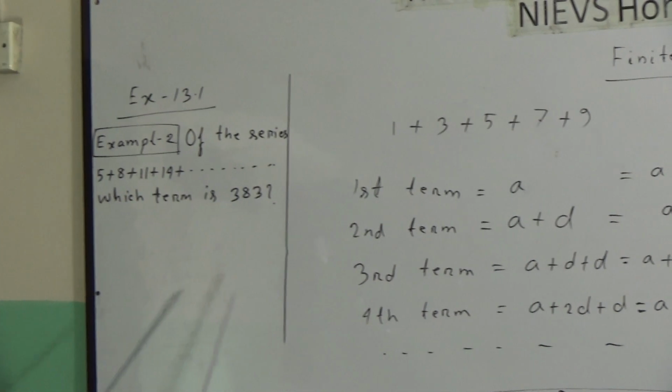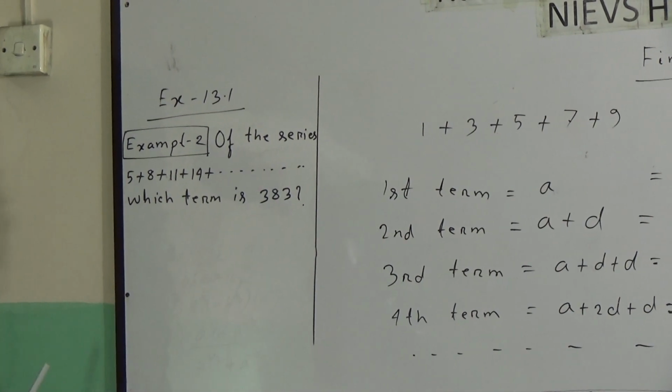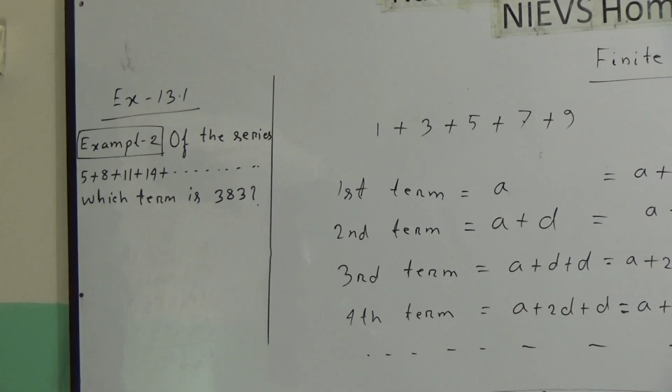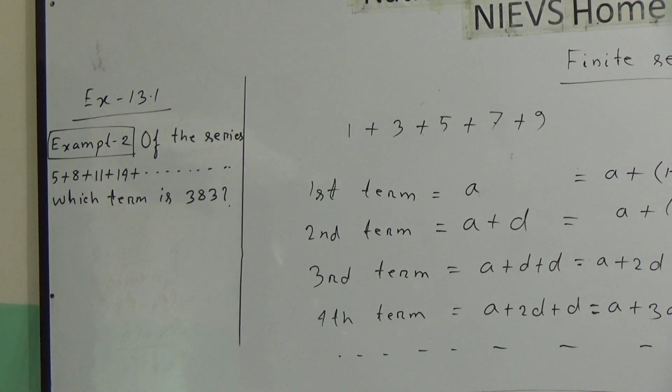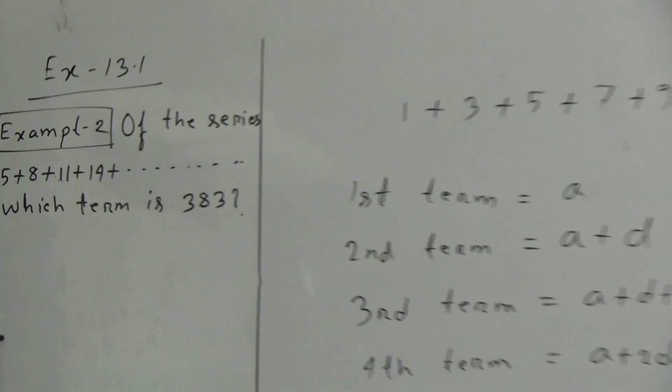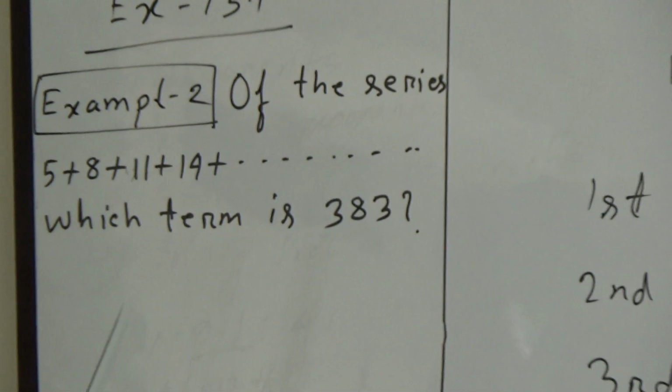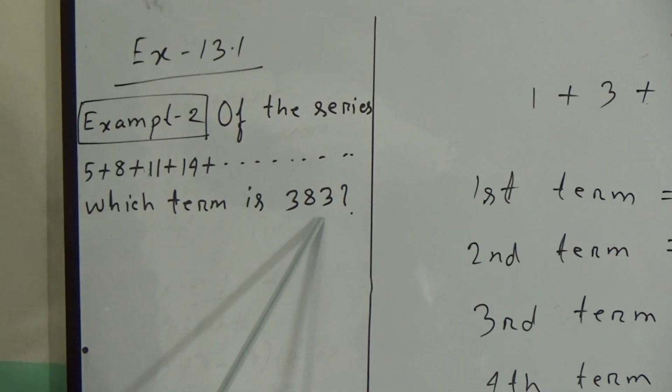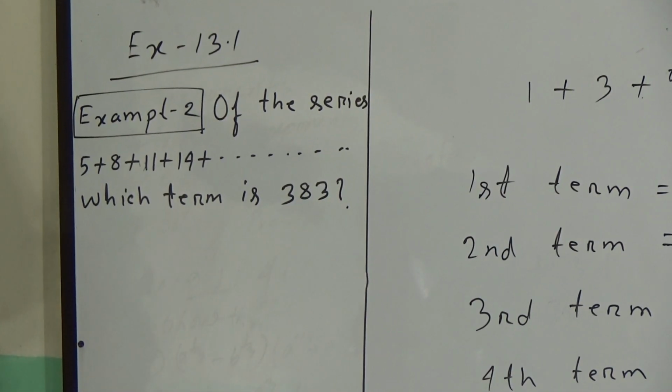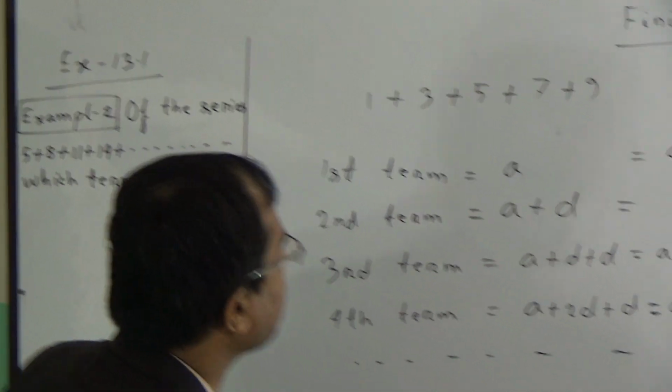At first, we will consider 383 is the nth term. Then we can write nth term equal to a plus n minus 1 into d. And as per the question, we can write a plus n minus 1 into d equal to 383. And solving the equation, we can easily get the value of n.